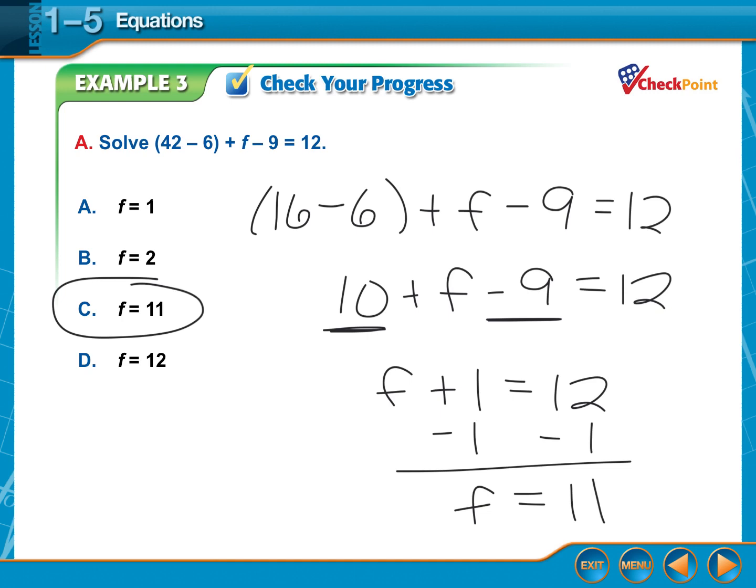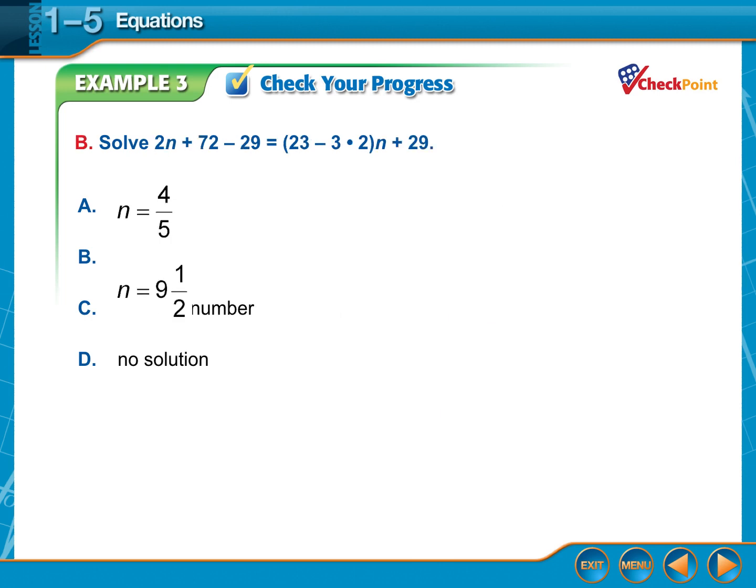I heard let's just add the 9 over. Could you do that? Yeah. You could. You would just have to also take the 10 over. I think it's easier to simplify on both sides first before you start moving things. So simplify on both sides before you start moving things over. Okay, on this one, let's see if we have any solution.